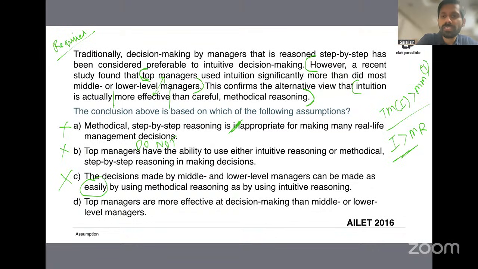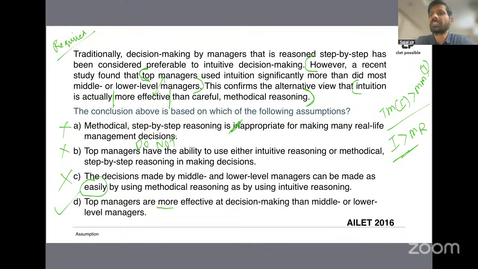So option D does that, right? Top managers are more effective. Now the conclusion makes much more sense. Top managers use intuition more than middle managers, and top managers are more effective at decision making, and therefore intuition is more effective than methodical reasoning, right? So D fills in that gap in the argument, and D is necessary for the argument to hold. So D is correct here, right?